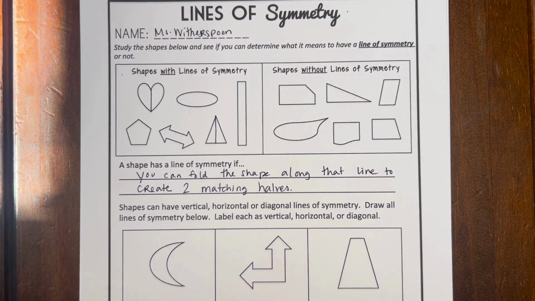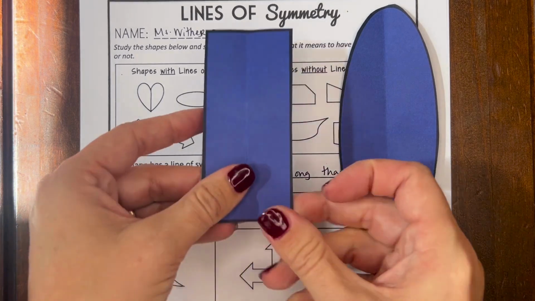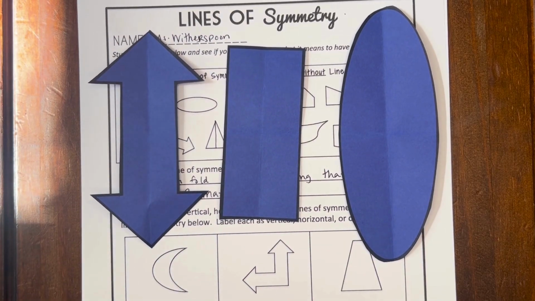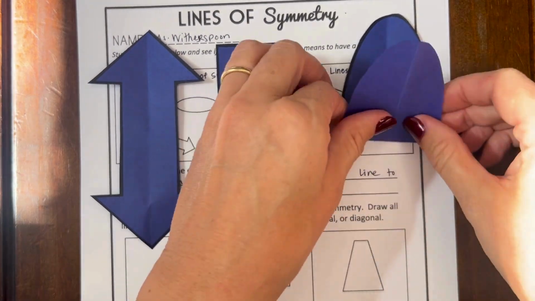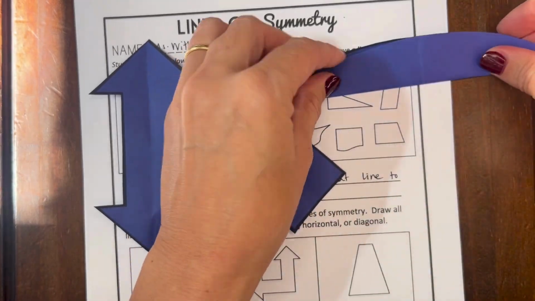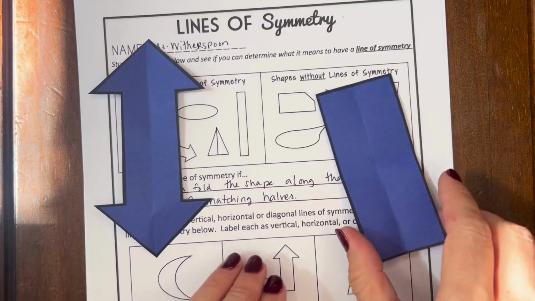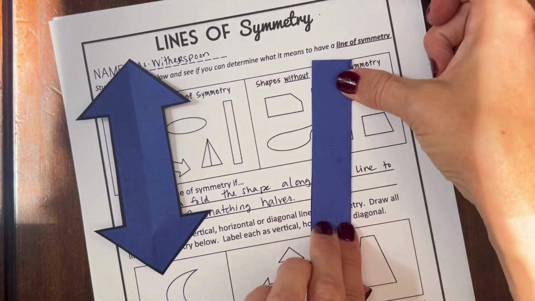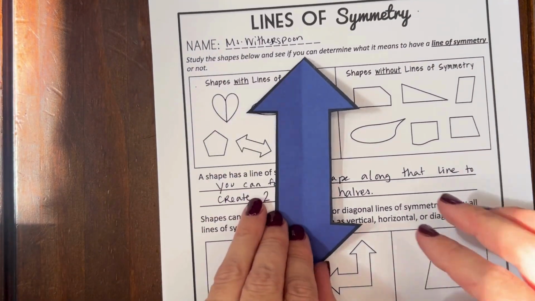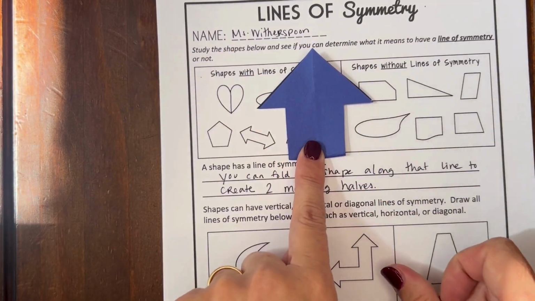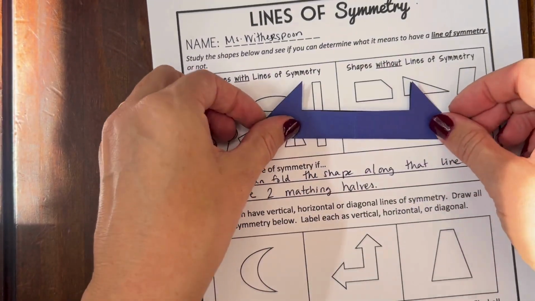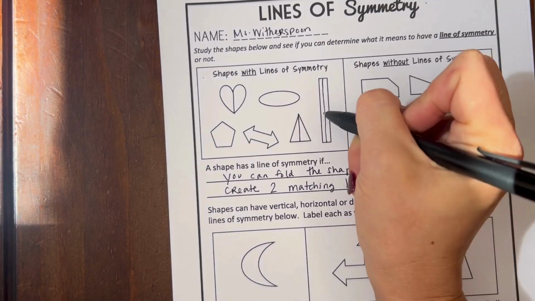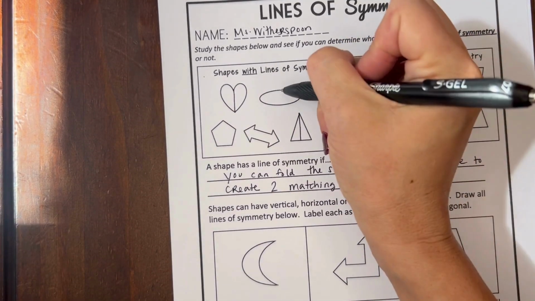Now this gets really fun because some shapes, like these guys, oval, rectangle, and double arrow, they each have two lines of symmetry. I can fold it this way, and I can fold it this way. Same thing is true with rectangle. I can fold it horizontally, and I can fold it vertically. Double arrow, the two matching halves go like that, and the two matching halves go like that. So on those shapes, let's show that each of these shapes has a vertical line of symmetry as well as a horizontal line of symmetry.